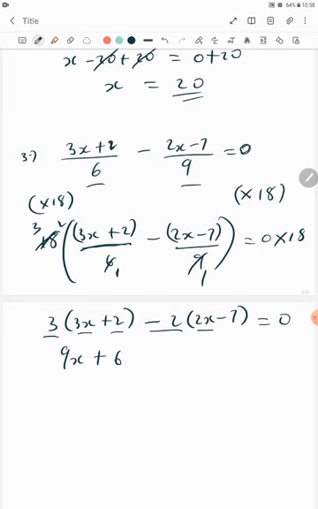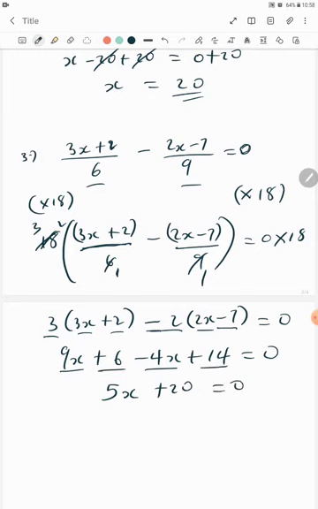Always call it with the sign so that you don't make mistake. That will be minus 4x. This minus 2 will multiply this minus 7. Minus times minus will give us plus. 2 times 7 will give us 14, and that's 0. So we can do 9x minus 4x will give me 5x. 6 plus 14 will give us plus 20, then equals to 0.